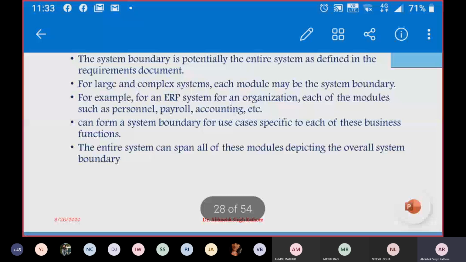Now the question is: why do I need the use case in addition to functional requirements? In the case of functional requirements, they are usually a mixture of high level and low level requirements.